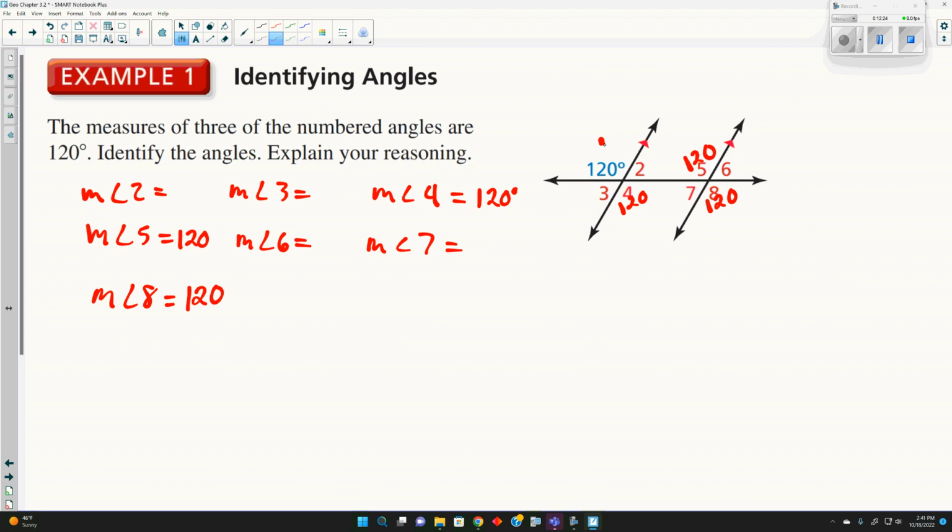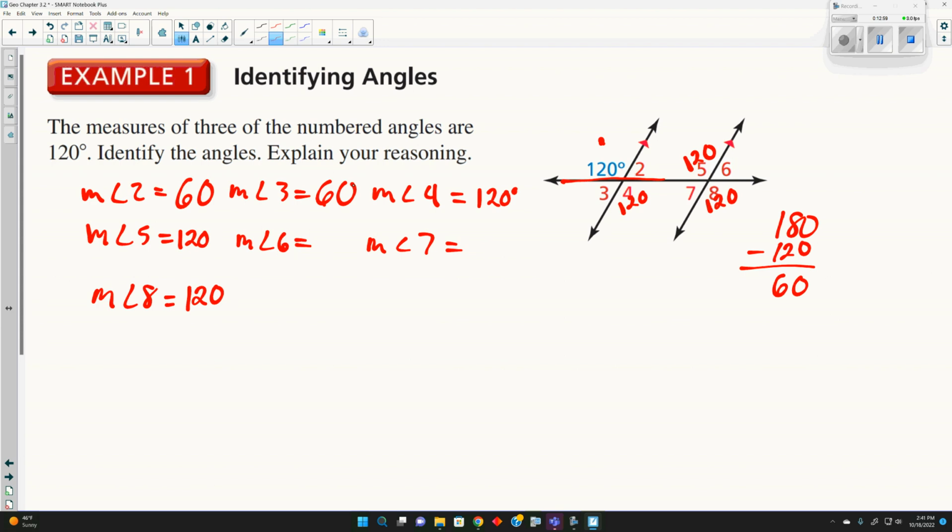So we need to find 2, 3, 6, and 7, yes? Mm-hmm. So any one of these in particular that y'all want to find first? 2. What do we know about 120 and 2? They make a straight line to make 180, yes? So 180 minus 120 is 60. So angle 2 is 60, and then 3 is 60. 3 is going to be 60 because of vertical angles. 2 and 3 are vertical angles. 6 and 7 will be the same.